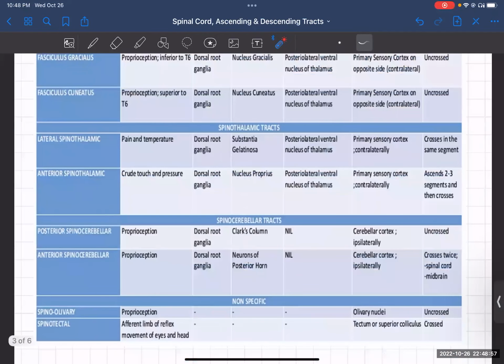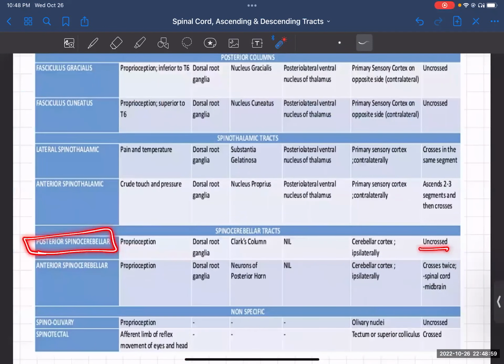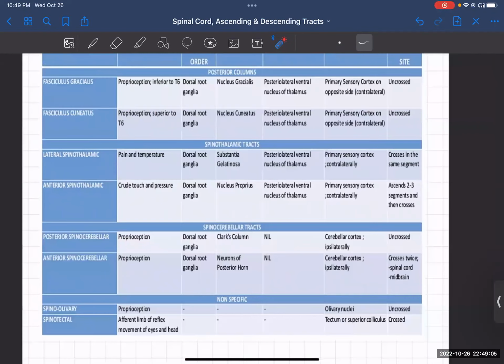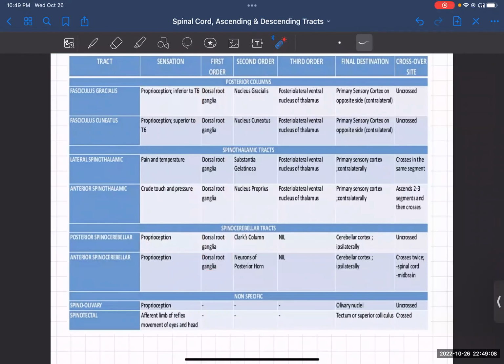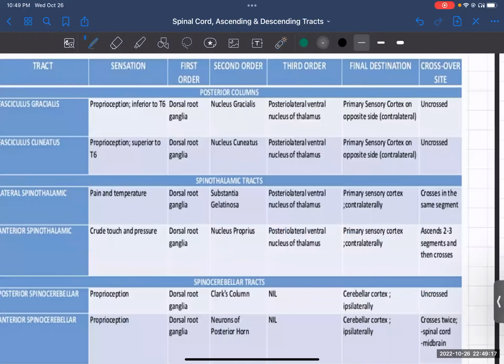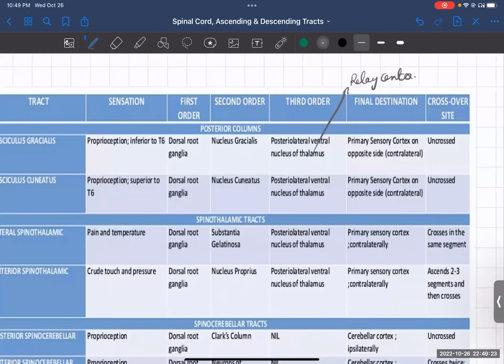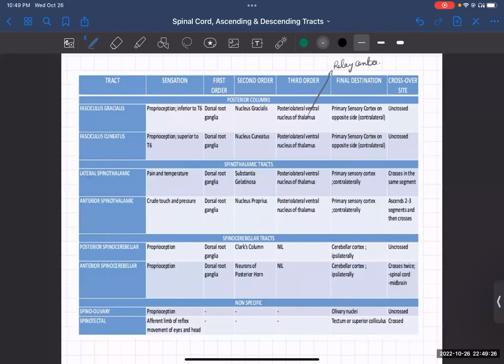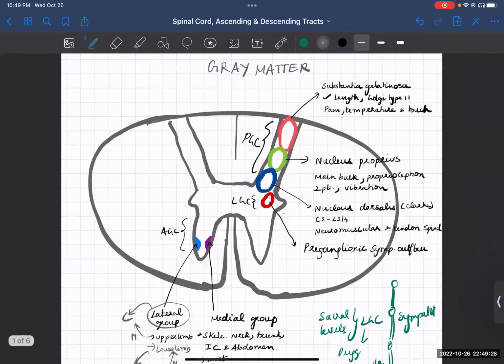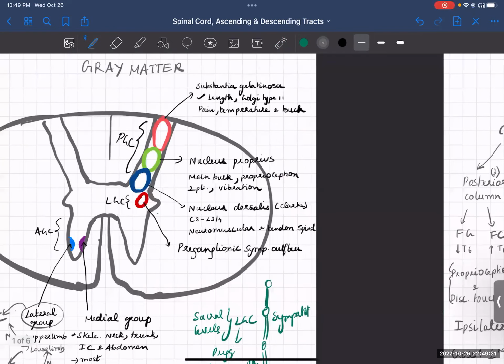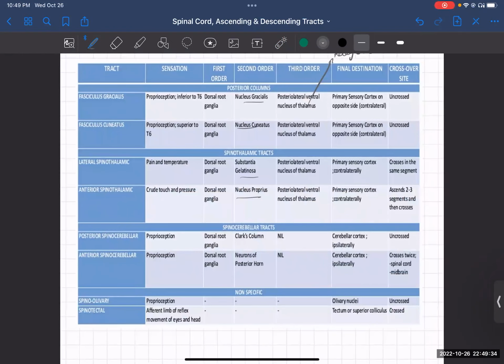And other than that, you can see posterior spinocerebellar tract never crossed and anterior spinocerebellar tract crossed twice in the spinal cord and in your midbrain. And most of the first order neurons are located in your dorsal root ganglion. And most of the third order neurons are located in your ventral posterolateral nucleus of thalamus, because thalamus is your relay center. And the second order neurons are listed down here below. So you can just remember it according to the gray matter nucleus I just taught. So substantia gelatinosa, nucleus proprius, everything is mentioned here. Just go through it and remember the second order neurons for every tract.